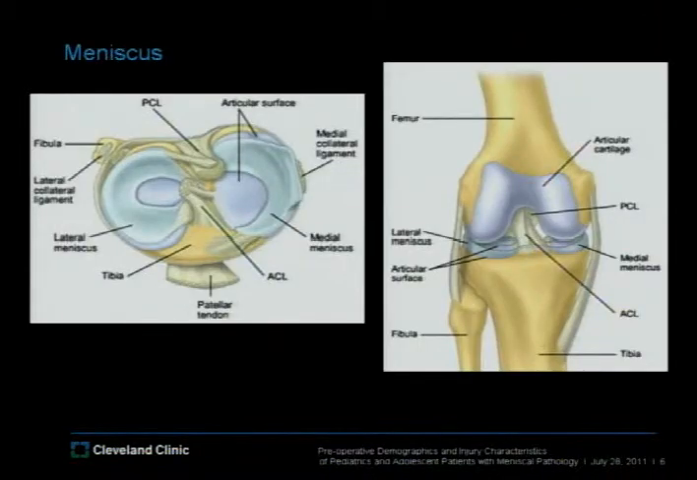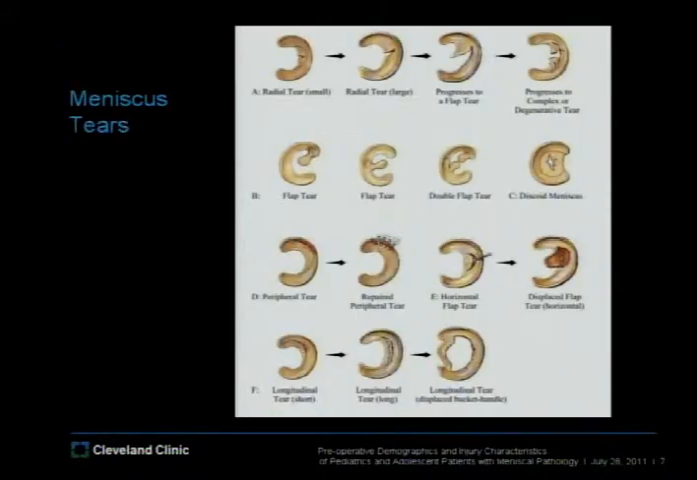This is just two diagrams of an axial view and a lateral view of a knee, and you can see both the lateral and medial meniscus as well as important ligaments like the ACL and PCL, which are also common injuries in sports injuries to the knee. This is a diagram of various meniscus tears, and as you can see, a small tear such as a radial tear can progress to a complex or degenerative tear.